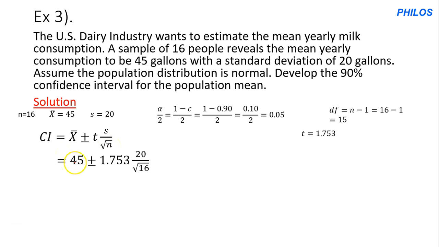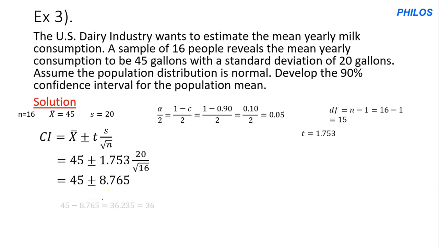So our x bar is 45 plus or minus the t, which is 1.753. And then the sample standard deviation is 20 divided by square root of 16. So square root of 16 is 4, and 20 divided by 4 will give you 5. So 1.753 times 5 will give you 8.765. So you are going to have 45 plus or minus 8.765.